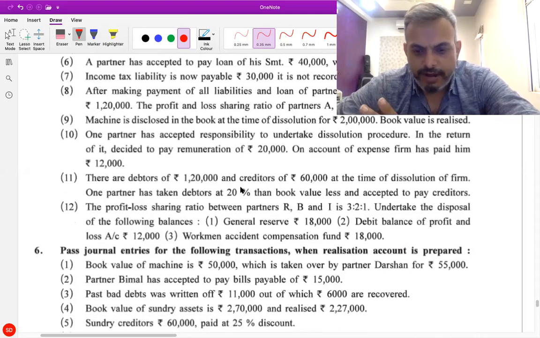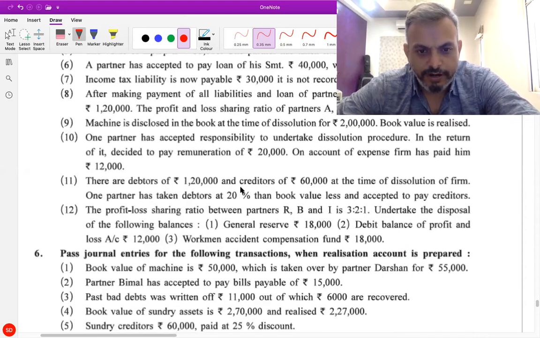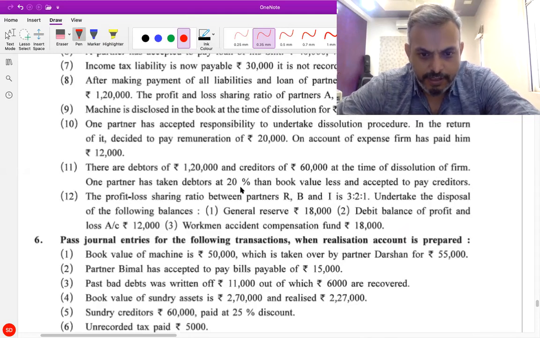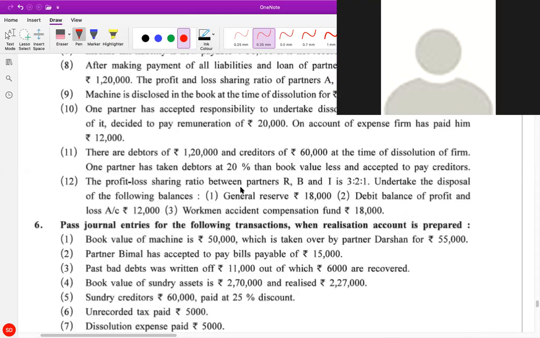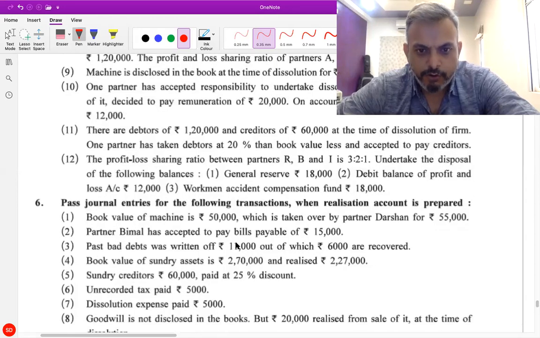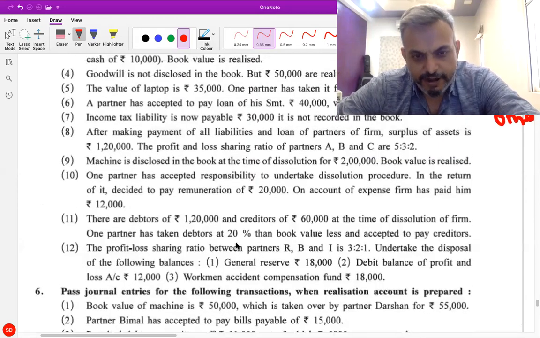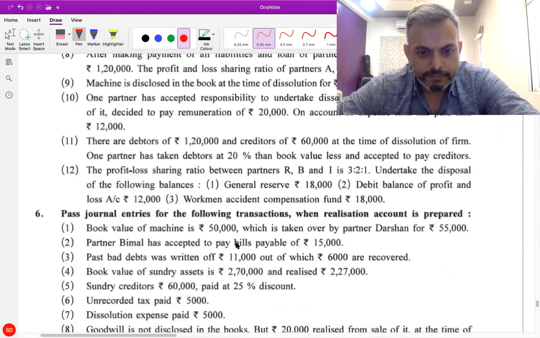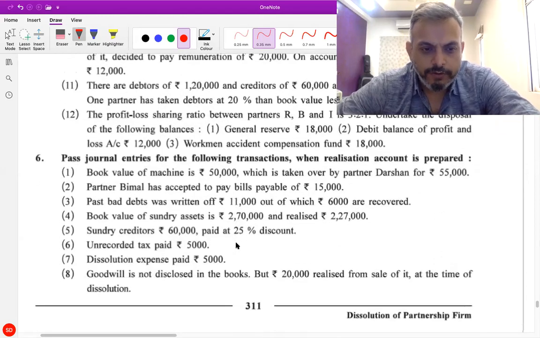Total debtors 1,20,000 and 60,000. Similar we have already seen in the illustration, and then the 12th also we have already seen. So I think you will be able to do this. If you have any doubt, you can raise your hand. If not, we can go to the 6th one.